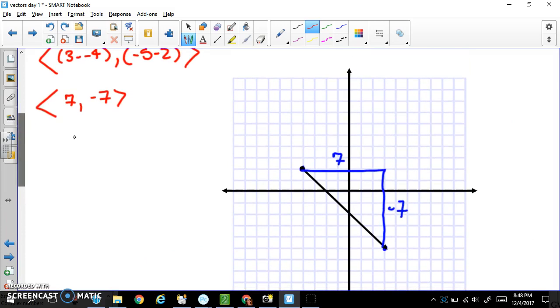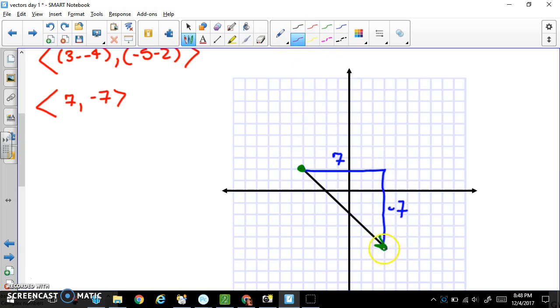Now it's important that I go in the correct direction, where if I start at my initial point and I end at my terminal point like this, if I go in this direction right here, that's telling me I'm going right and I'm going down. If you think about it, if I'm starting up here and I've got to end down here, that tells me I'm going to have to go down.